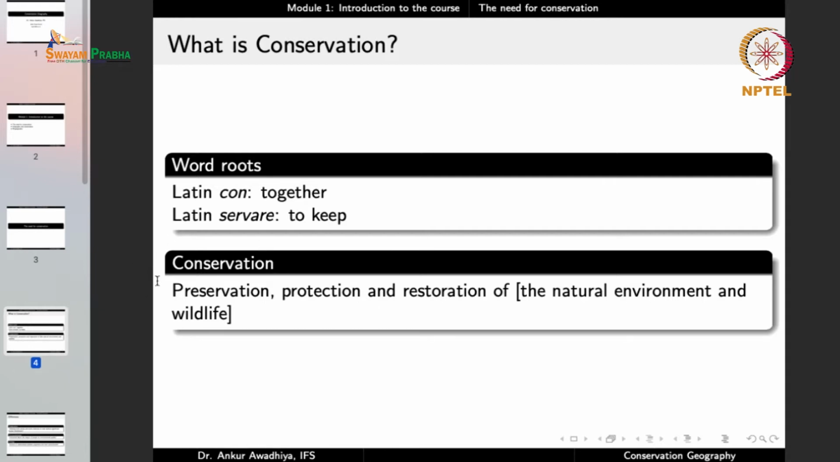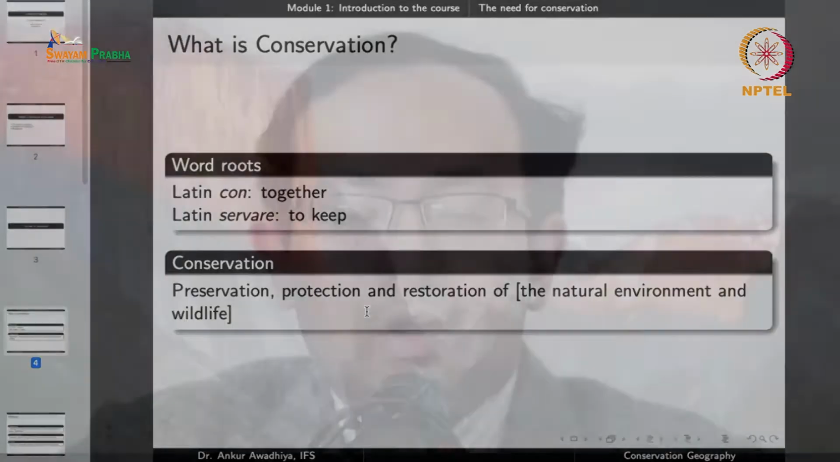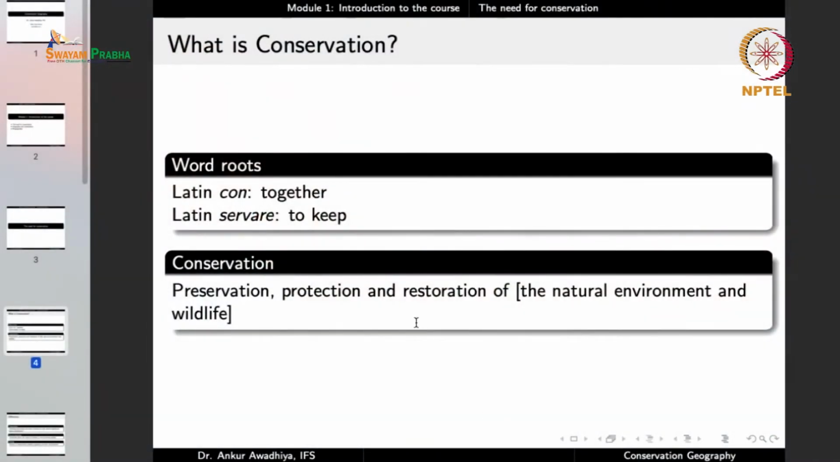So we are trying to preserve the natural environment and wildlife, meaning that we are trying to maintain it in the way that it exists. We are trying to protect the natural environment and wildlife. We are trying to protect it from harm. We are trying to protect it from degradation. We are trying to protect it from loss. We are trying to protect our wildlife from extinction. So that is protection. And at the same time, we are trying to restore the natural environment and wildlife.